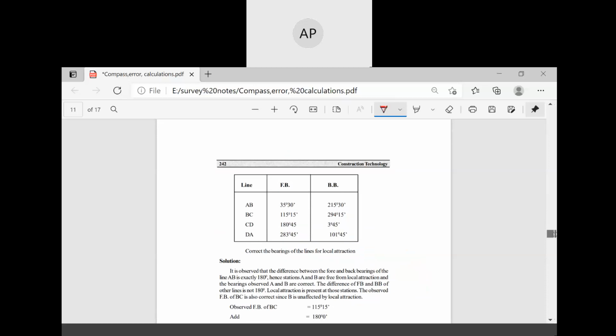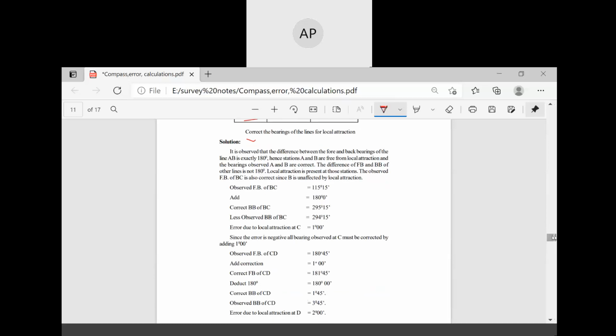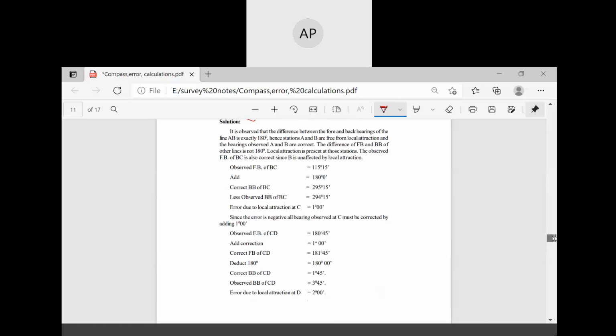So in this problem, line AB, line BC, line CD, and DA are considered, and their forward bearings and back bearings are given. So you have to correct the bearings for local attraction. Again, addition and subtraction come in here.